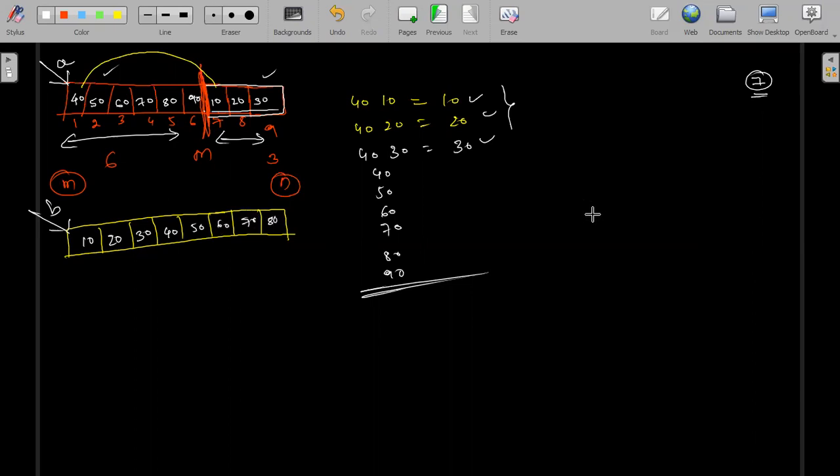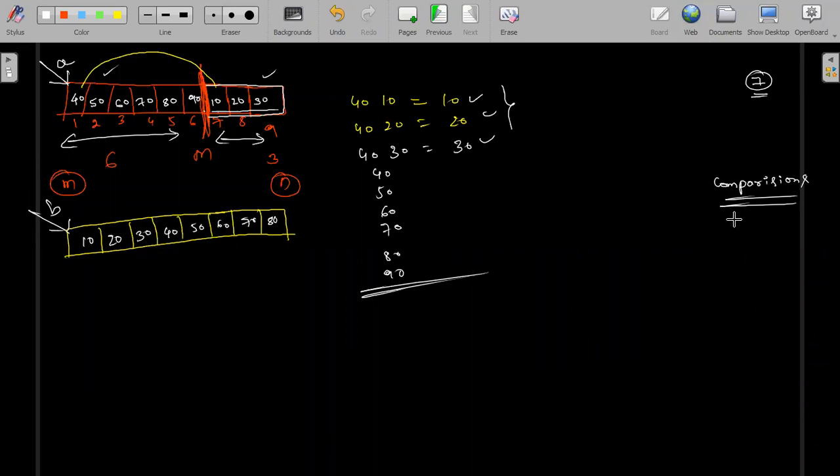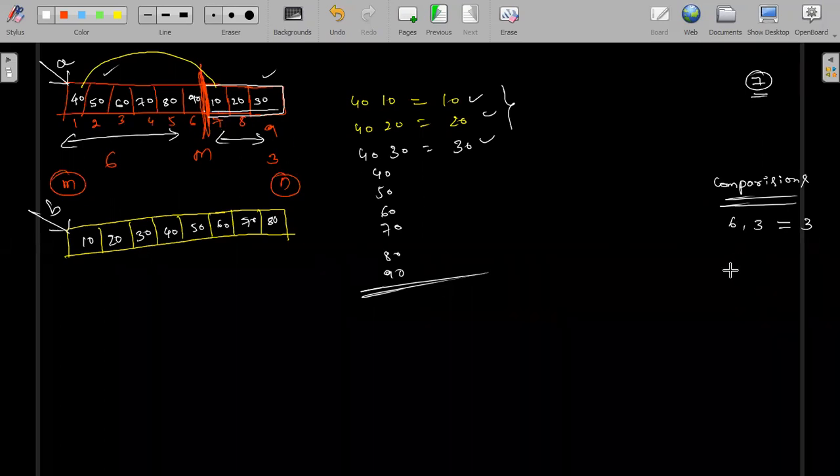So here you can see the comparisons. How many comparisons here? Very simple. How many elements are there in total? 9 elements. 6 on the left side, 3 elements on the other side. How many comparisons? 3 comparisons.